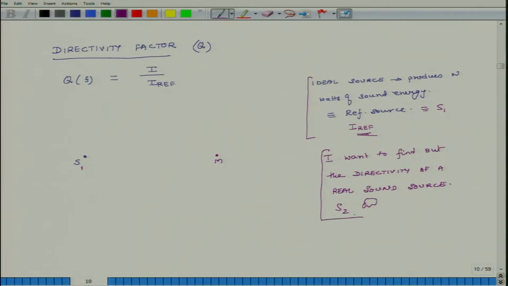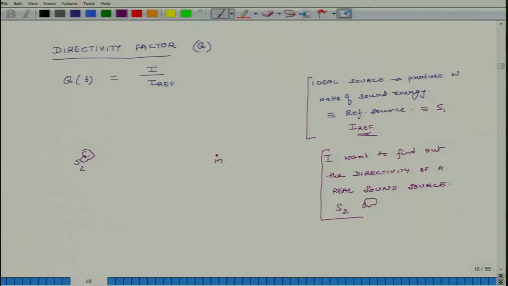And then what I do is I replace S1 by S2. So, in the second step I replace S1 by S2, and then what happens? The sound does not spread uniformly in all the directions. So, again I find the value of I, and I calculate the ratio, and that is how I figure out the value of directivity.